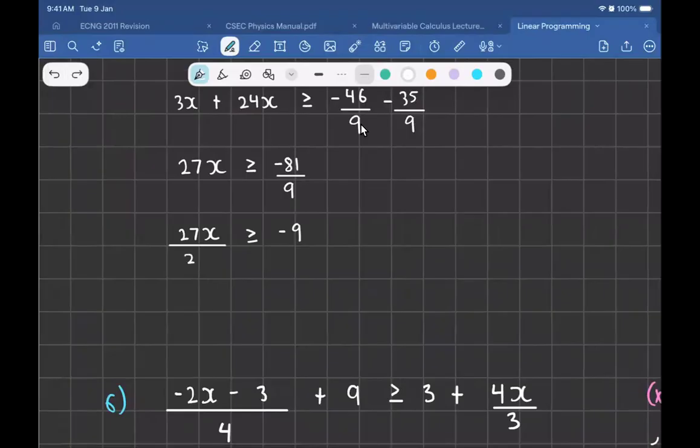Jada, you okay with everything that's being done here? Would you have also done the same? Yes, I did. All right. And what is minus 9 over 27 simplified to? Negative 1/3. Yes, negative 1/3.